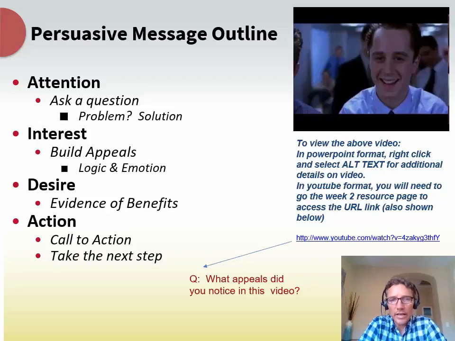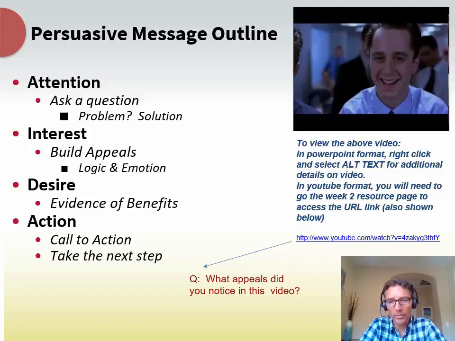In the second paragraph, and this might actually be one or more paragraphs, or it could even be a series of bullet points, you're going to build interest. And the most common way of building interest is through making appeals. And the two most commonly used types of appeals in sales messages are logical appeals and emotional appeals.